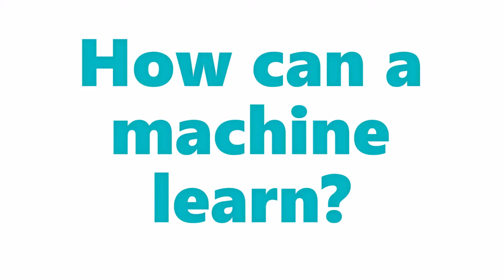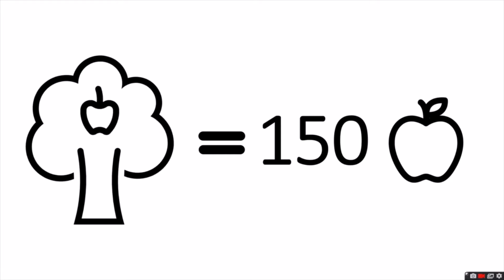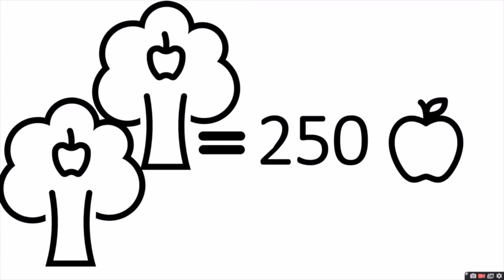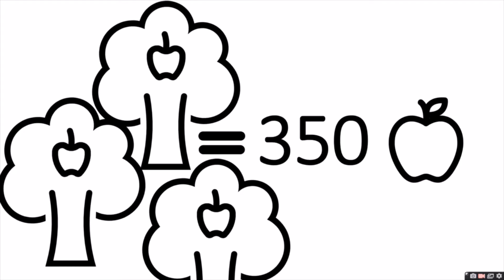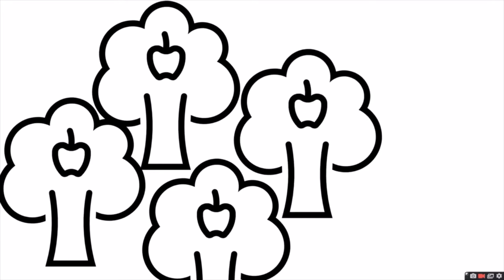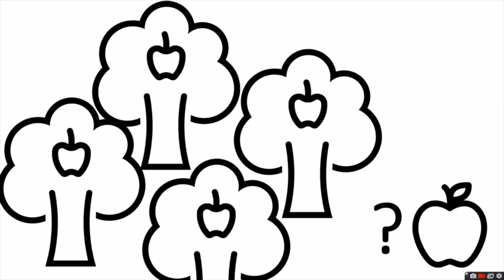People who work with it often use the phrase that artificial intelligence can learn. Let's first of all look, what do they mean when they say learn? Imagine that if you plant 1 apple tree this year, you will have 150 apples next year. If you plant 2 apple trees, you will have 250 apples. And if you plant 3 apple trees, you will have 350 apples. Now, if you were to plant 4 apple trees, how many apples would you have?